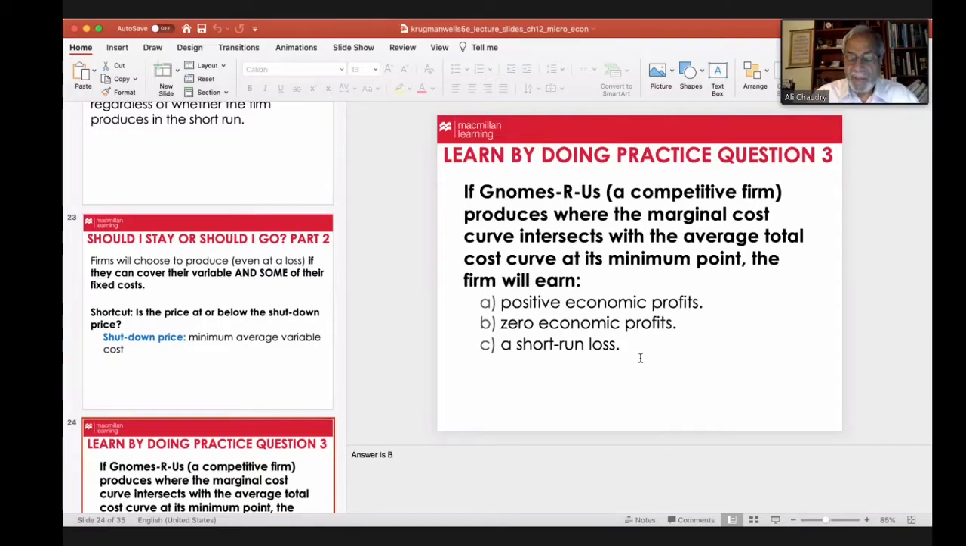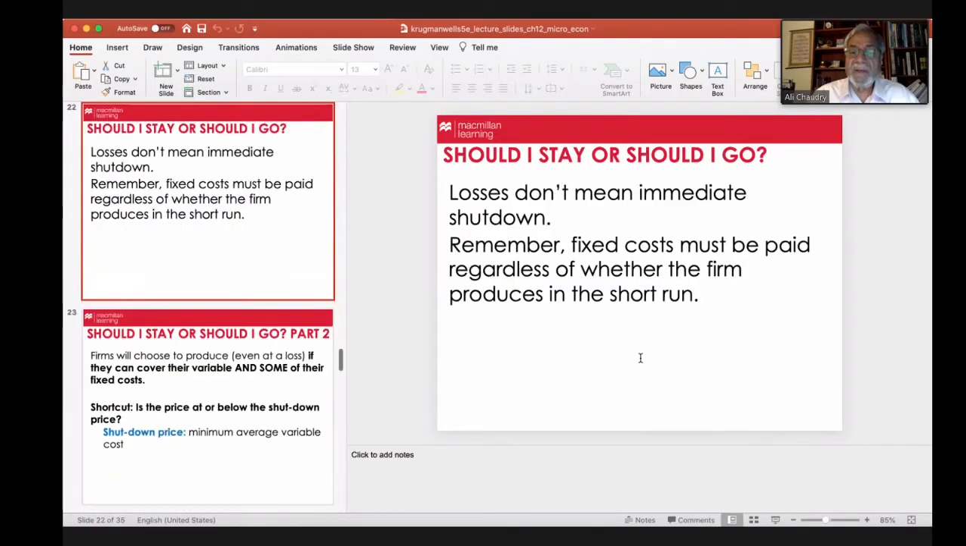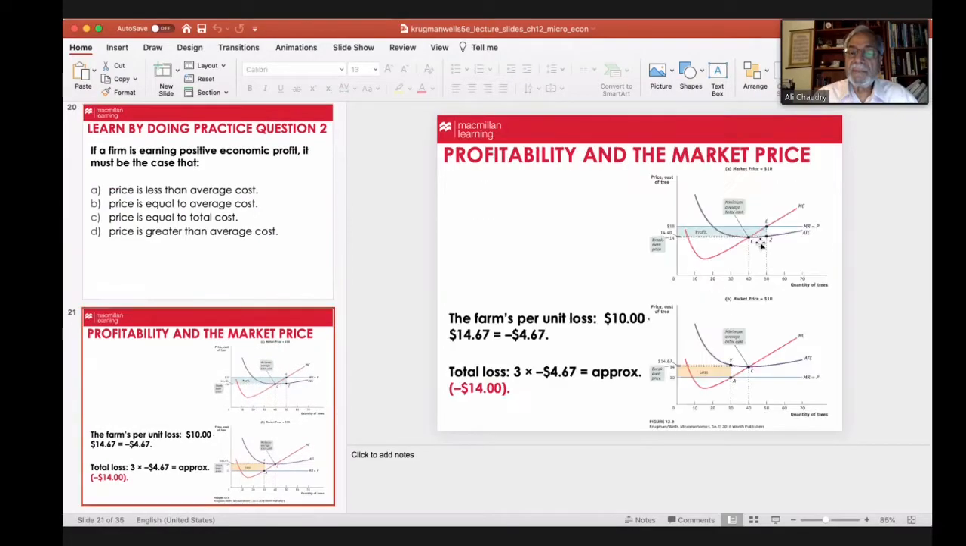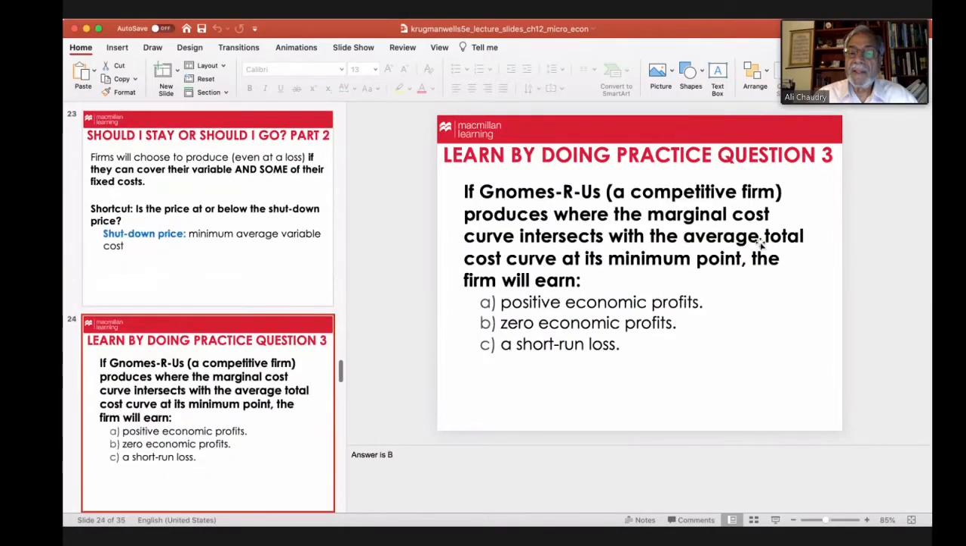All right, let me go back to the picture so you can see where we are. This is where the point is. So when you have the average total cost at its minimum equal to marginal cost, at that point, is the firm... let me go back to the question now. That's the question for us.